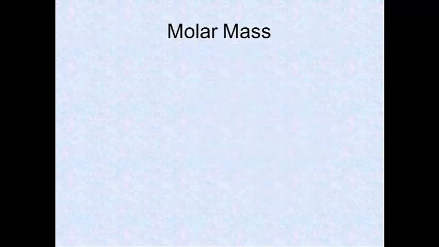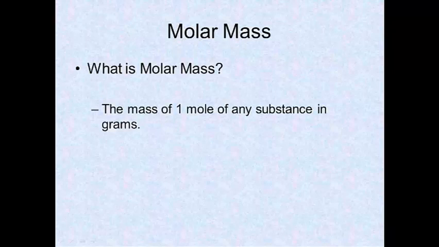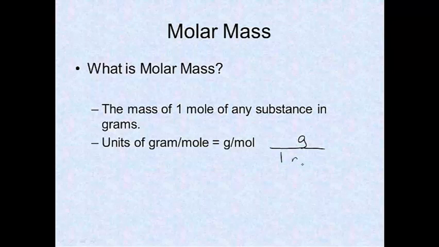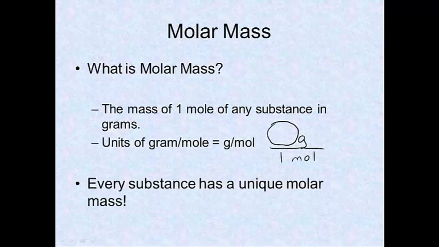Molar mass. What is it? The mass of 1 mole of any substance in grams. Use the terminology to your benefit. Molar mass is the mass of a mole, a single 1 mole. The units for molar mass are grams per mole, abbreviated g/mol, or you could always say grams per 1 mole. And what's going to be different for everything will be the numerical value that goes there. Every substance will have a unique molar mass.